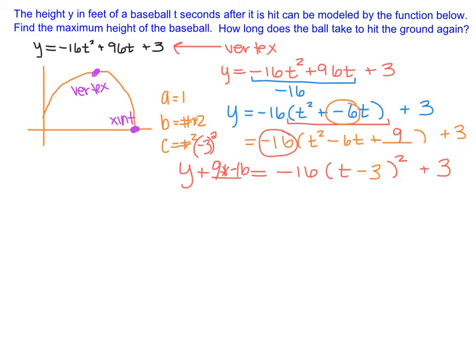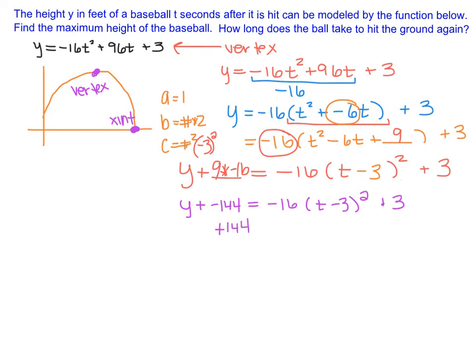So I'm adding 9 times negative 16 onto the right, which means I have to add that same value onto the left. So let's just take a moment to rewrite this here. So we have y plus, 9 times negative 16 is negative 144, is equal to negative 16 (t minus 3) squared plus 3. So now I'm just going to get the y value alone, so it's in vertex form.